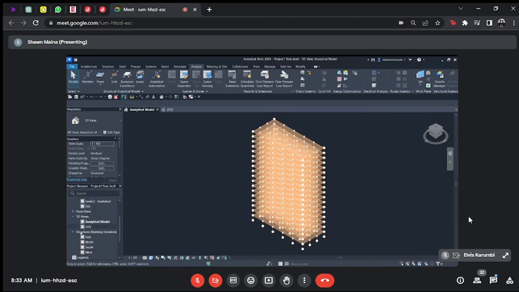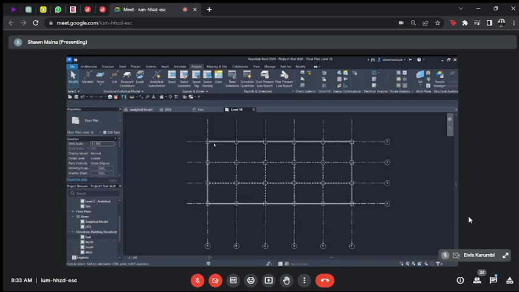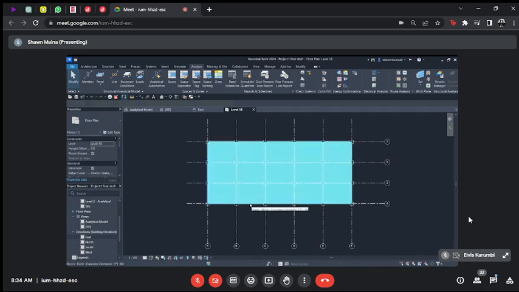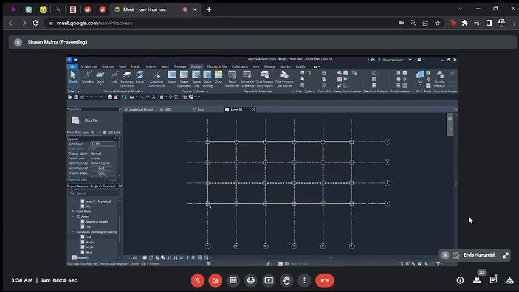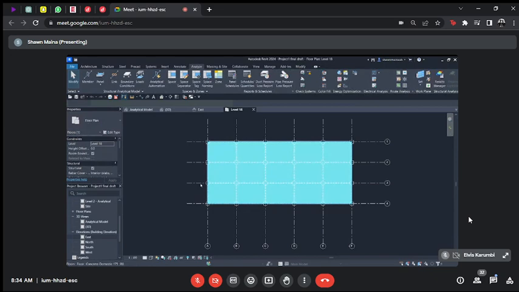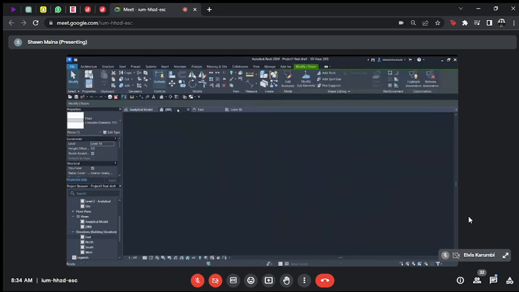Let me try and show an elevation view. Yeah, these are our elevation views. If I can open one of the floor plans, it looks like this. This is one of the floor plans for one of the floors. We have the slab, and you have a few of the beams and columns here and there. Okay, so you're saying you have run an analysis for this already?